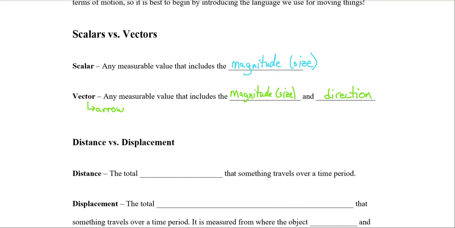Now, it's important to understand the difference between scalars and vectors because we can use some things that are scalars and that tells us certain information, but there are going to be other times when, by not including direction, we're actually going to be leaving out information, leaving us in the dark. And that's when vectors are going to be more important. There are some values that cannot be measured as vectors, however. Things such as mass, right? Your mass doesn't have any direction, it just exists.